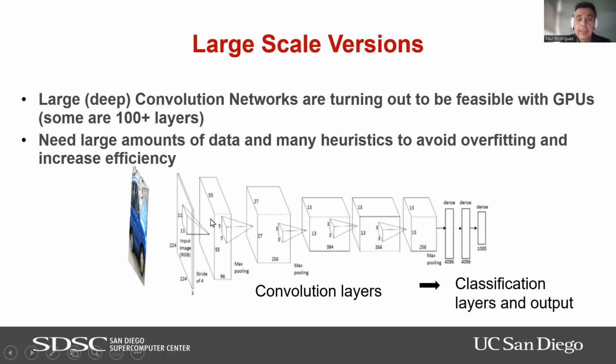And nowadays, as people have developed this more and more, we're seeing large convolution networks that are turning out to be feasible with GPUs. Some of them are more than 100 layers. It needs more data. It needs lots of data. There's lots of heuristics to avoid overfitting and increase efficiency. And these things are turning out to have really good performance.